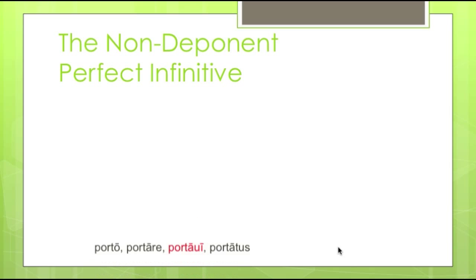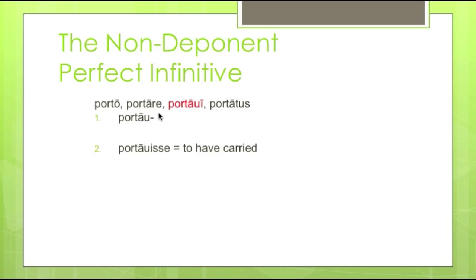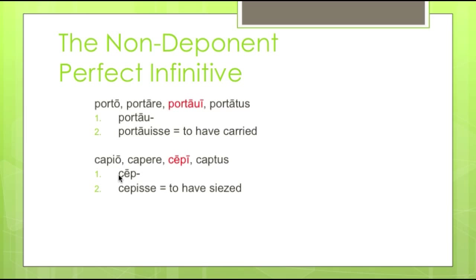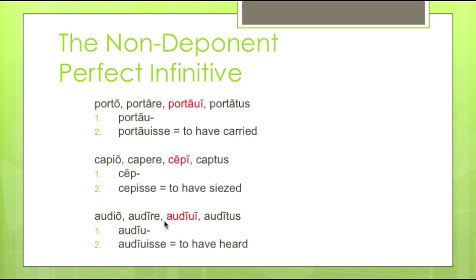Here are some more examples. From porto, portare, portavi, portatus, to carry, we get the stem portav, and then we add isse, and we get portavisse, to have carried. From capio, capere, cepi, captus, we get this form cep, by removing the long i from this third principal part. We add the isse, and we get cepisse, and that means to have seized. From audio, audire, audivi, auditus, we get the form audiv, from audivi, I should say, and we add the isse, and we get audivisse, and that means to have heard.